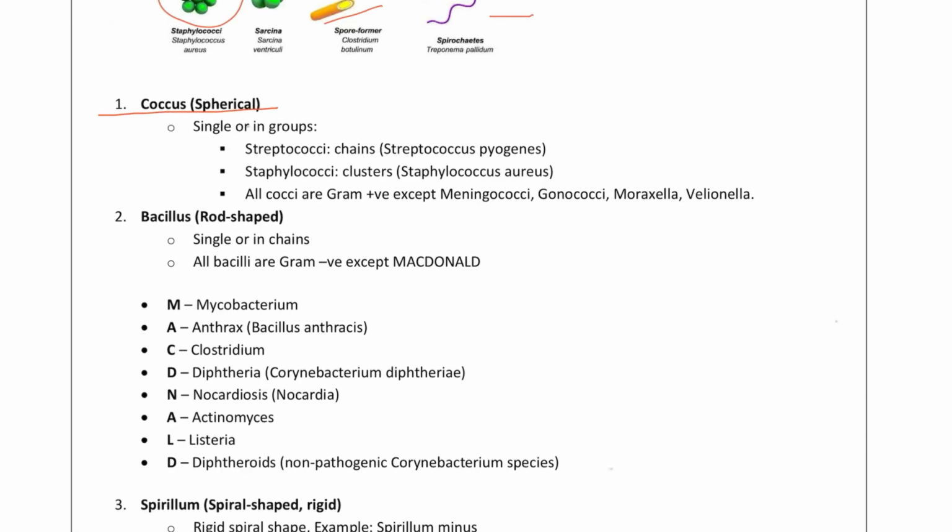Remember, all the cocci are single or in groups, and most of the cocci will be gram positive only, except meningococci, gonococci, Moraxella, and Veillonella. Most of the cocci are gram positive, except some of them like meningococci, gonococci, Moraxella and Veillonella. Bacilli: most of the bacilli will be gram negative, but remember the mnemonic McDonald.